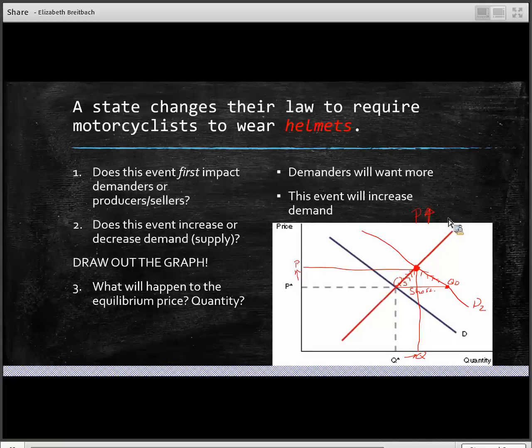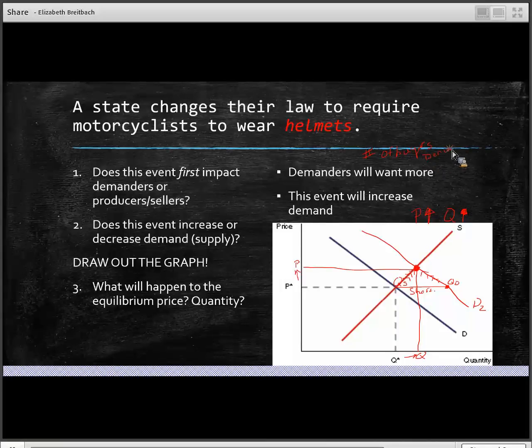And what happened to quantity? Quantity also went up because there's more buyers in the market. There are more buyers who are willing and able to purchase this product at all price levels. And what we're talking about here is the number of buyers impacts the demand curve. The number of buyers is another one of those other things equal.